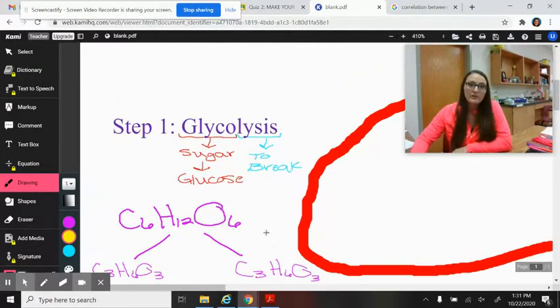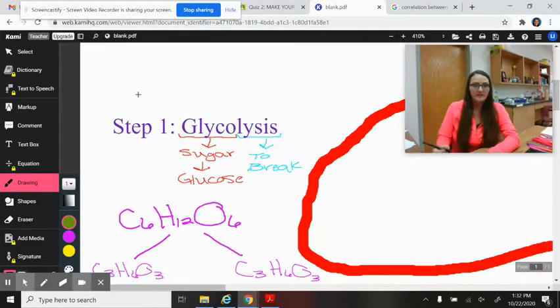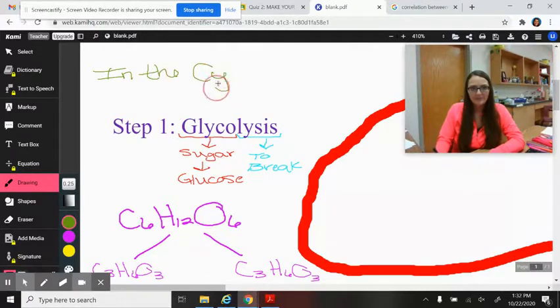Another quick note that you might want to write somewhere on your page or somewhere on your notes while you're listening to this is that this happens in the cytoplasm. So let me get a color here. I'll do green for right now. So make this a little smaller so it's not all there. All right, so this is in the cytoplasm. Remember, cytoplasm is just that jelly of the cell.